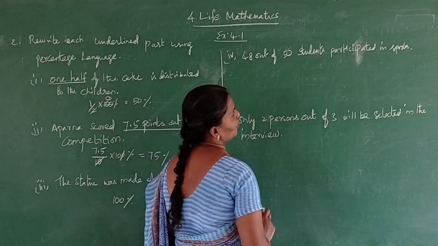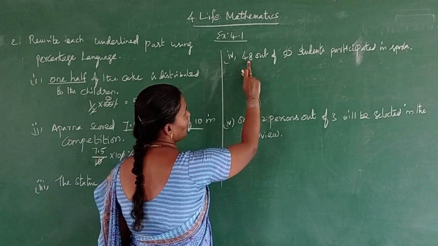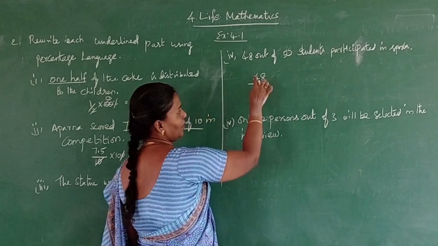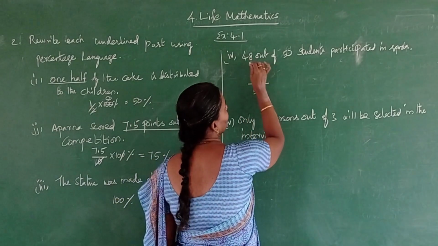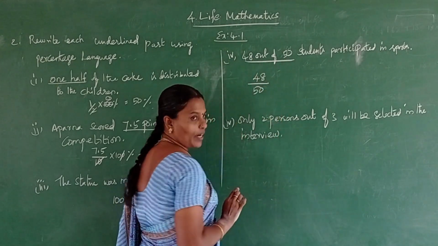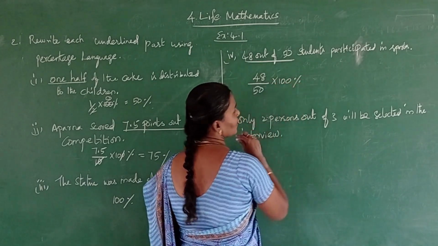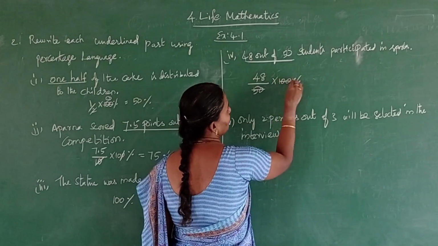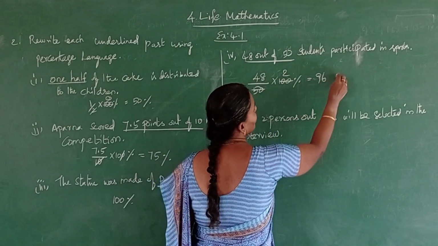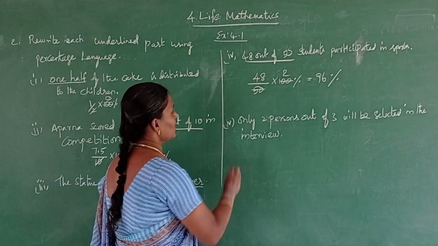Now we see the fourth one. 48 out of 50 students participated in sports. So how many students? 48 out of 50. So how do you write that? 48 by 50. This is the underlined one, 48 out of 50, and this one you have to write in percentage. So 48 by 50 multiplied by 100 percentage. Okay, so you have 50. How many 50s in 100? 2. So 48 2s are 96. So 96 percentage. Okay. Good, children?